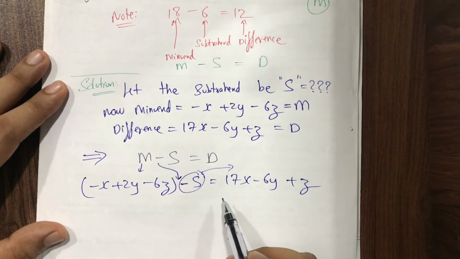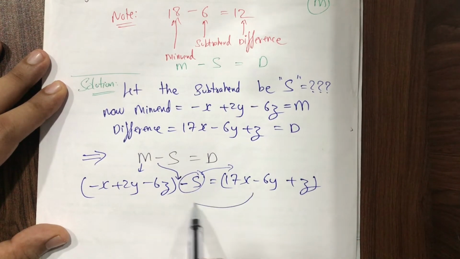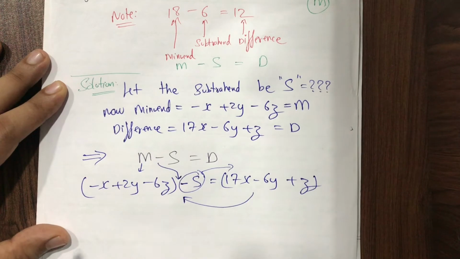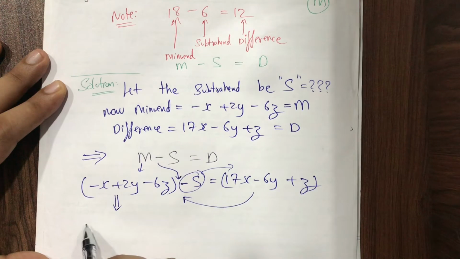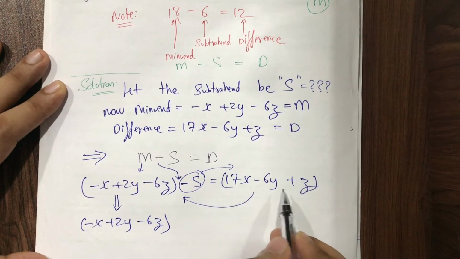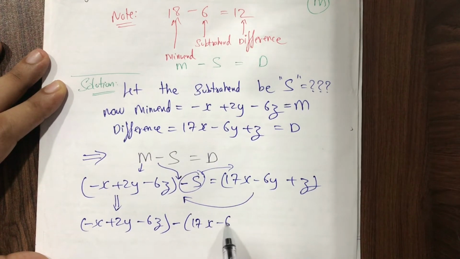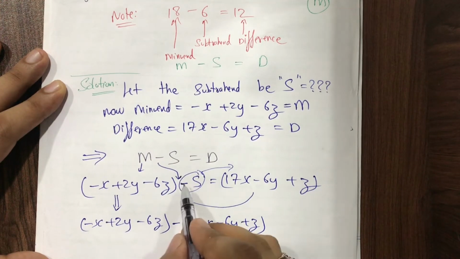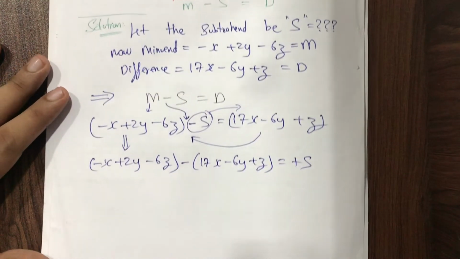Okay. And then whatever I have on the right hand side, I'll call this entire expression on the left hand side. So its signs will change. So first I'll copy this as it is here down. Minus x plus 2y minus 6z. I'll bring this entire expression on this side. So it will be minus (17x minus 6y plus z). These brackets are compulsory. And minus S goes on that side, becomes plus capital S. Okay.